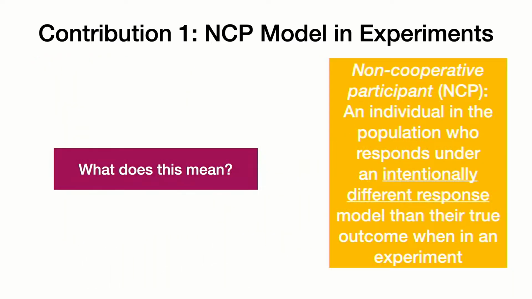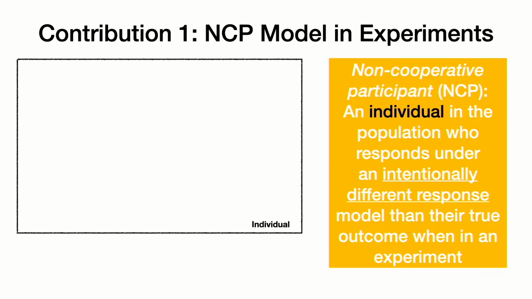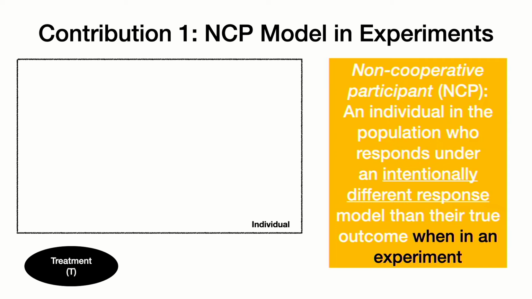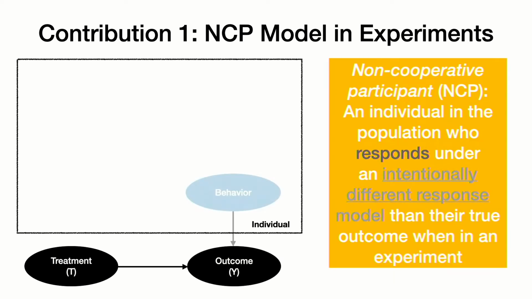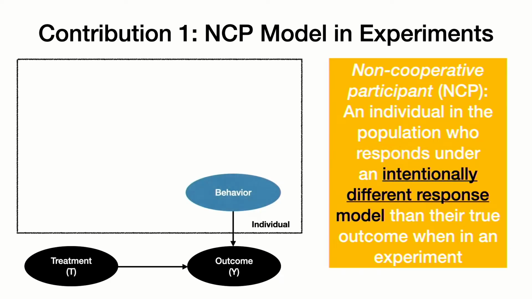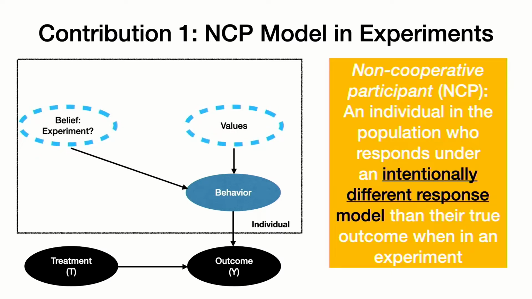So what does this mean? So we have an individual, and if we're running an experiment, then we have some treatment that we're interested in. We'd like to measure the effect of that treatment on some outcome of interest that pertains to the individual. And so that individual's behavior may influence that outcome in some way. And their behavior may be influenced by their belief that they're in an experiment or their values. And these are both hard to measure, so they are represented by these dashed lines. And their beliefs and values may also be influenced by external information, which we may have some access to.